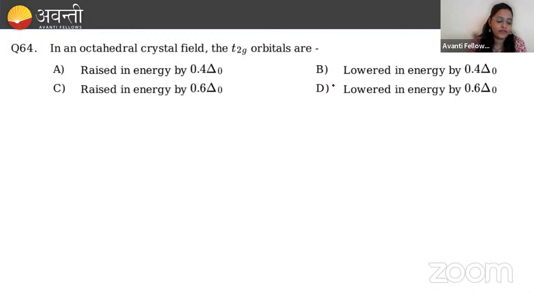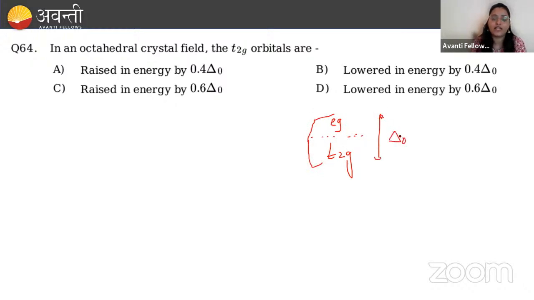In an octahedral crystal field, we are given an octahedral molecule, and the options are: T2g orbitals are raised in energy by 0.4 del 0, lowered in energy by 0.4 del 0, raised in energy by 0.6 del 0, lowered in energy by 0.6 del 0. So you know when we draw the CFSE diagram, the crystal field stabilization energy for octahedral field, T2g orbitals are below and eg orbitals are above. And in the center, the barycenter is present, right?